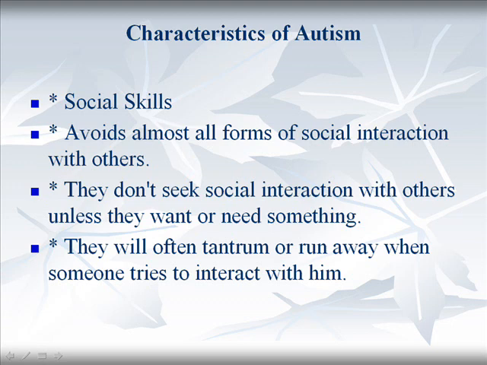Social skills. Children with autism avoid almost all forms of social interaction with others. They don't seek social interaction with others unless they want or need something. They will often tantrum or run away when someone tries to interact with them.